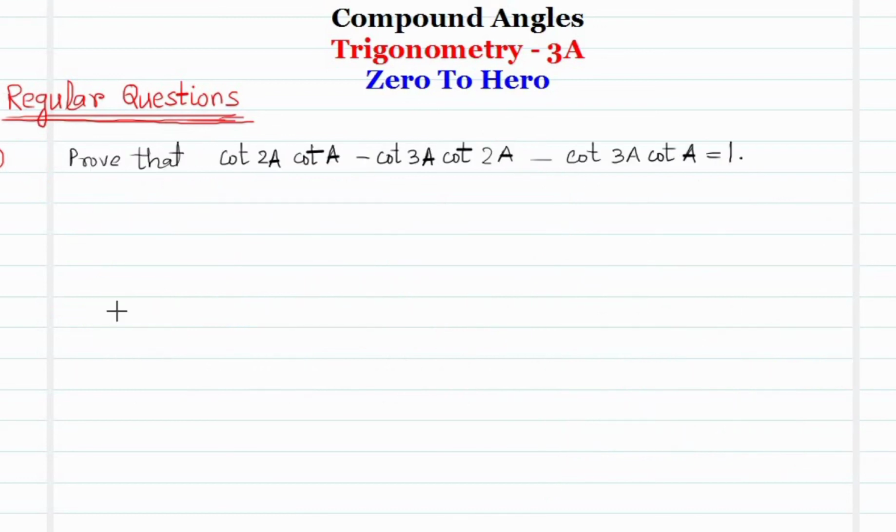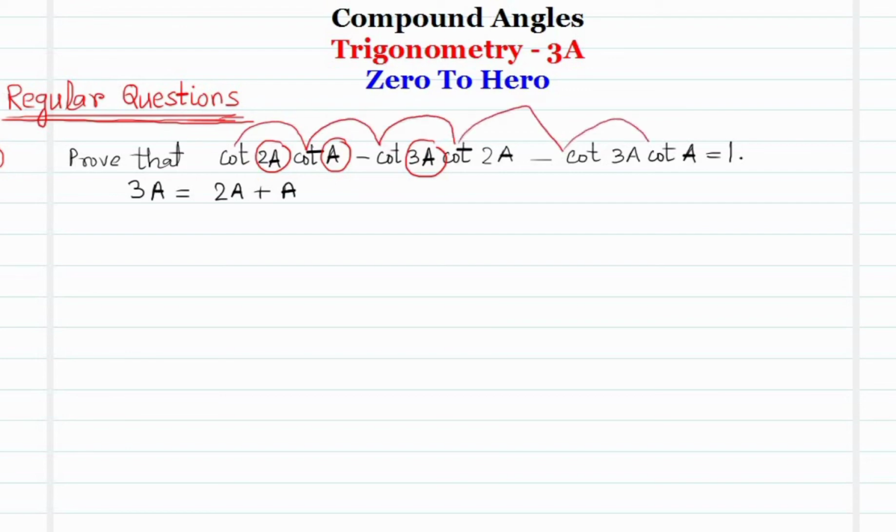Now the next question is prove that cot 2a cot a minus cot 3a cot 2a minus cot 3a cot a equal to 1. There are three different types of angles present here: a, 2a and 3a, and there is a very simple relation between them, that 3a equal to 2a plus a. Moreover, everywhere we can see cot only. That means we need to apply cot of a plus b or cot of a minus b.